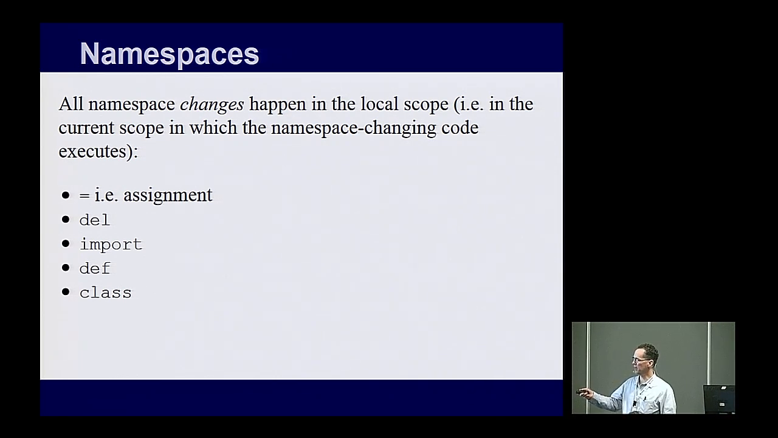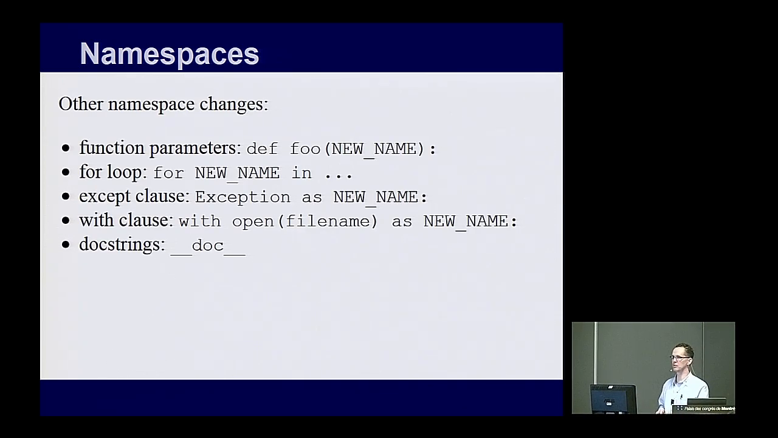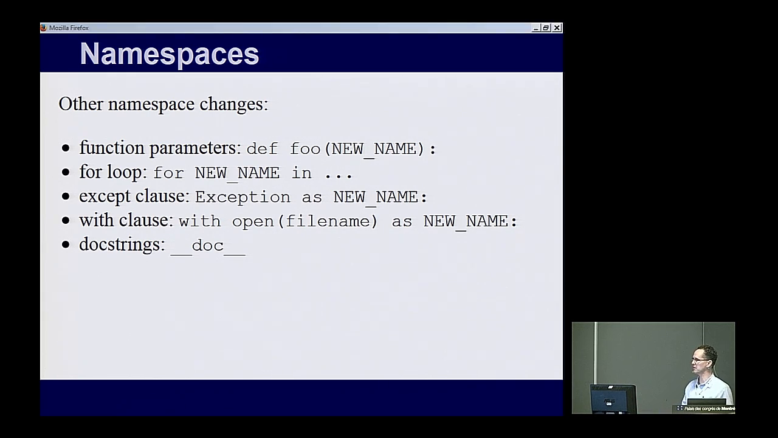And here are the main namespace operations. Equal sign we saw, del I mentioned, import, def, and class are the three other big ones. And then there's a few minor ones, like a function parameter gets bound to an object. That's a namespace operation when the function gets called. For loop, you can have a new name there. Exception as, you can have a new name that gets created. With, new name gets created. And actually, I stumbled across this last week when I was doing a dry run for this. I realized, oh, right, dunder doc gets created just by the presence of a string at certain locations. And there may be others. If you find them, let me know. I'll add them to the list, just in case you're curious what all the ways are that namespaces can change.